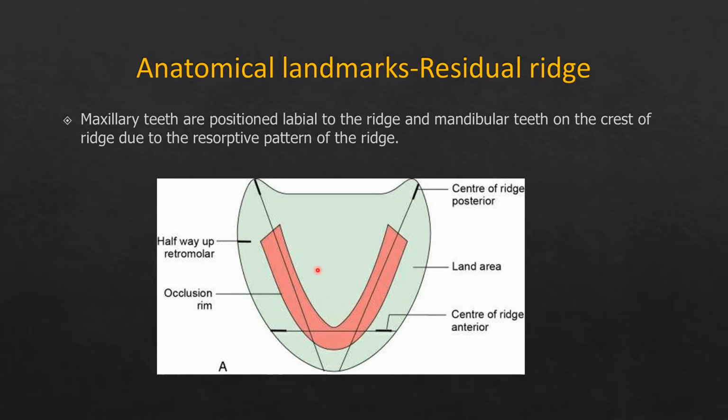So what happens is with edentulousness, the mandible increases in size and the maxilla decreases in size, because in the maxilla the resorption is from the labial side towards the midline, whereas in the mandible it is from the midline towards the outside. So the mandibular teeth are arranged on the crest of the ridge with the central fossa of all the mandibular teeth in line with the crest of the resorbed residual ridge.